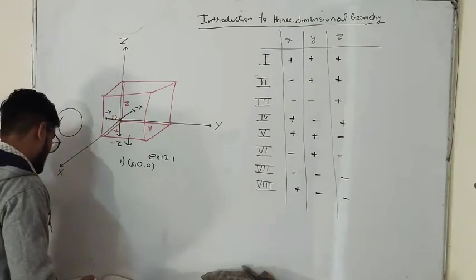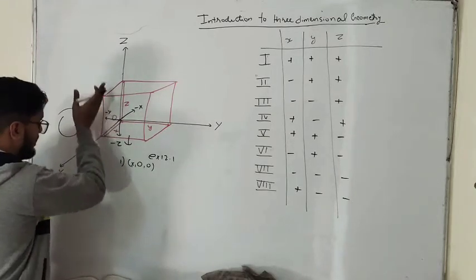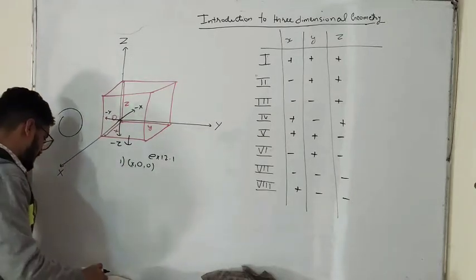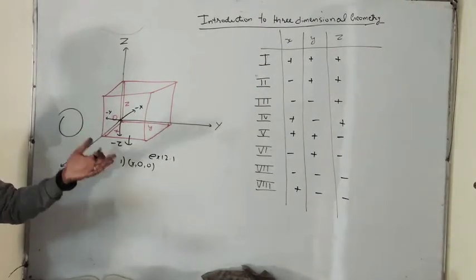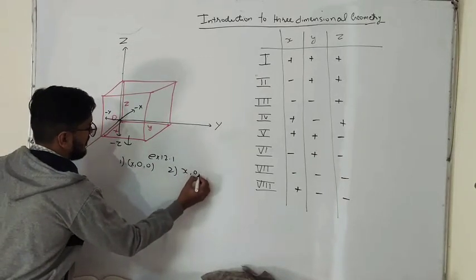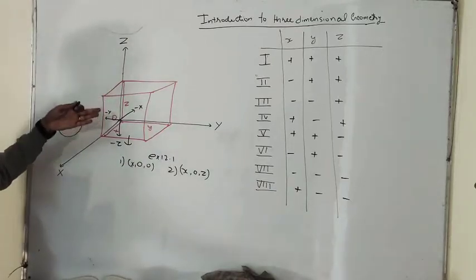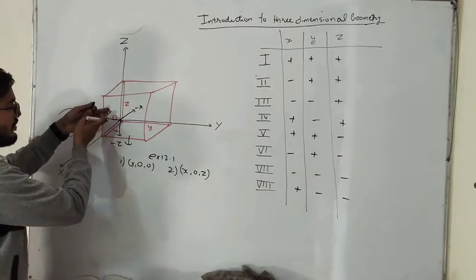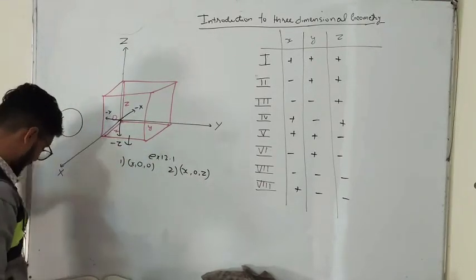Next, a point is in xz plane. Xz plane, this plane. The point is in this plane. What can you say about its y coordinate? So if it is in xz plane, y coordinate will be 0 definitely. So second answer is x, 0, z. So this point is in xz plane, in this plane. Obviously y coordinate, it is not going towards y axis. So y coordinate will be 0.